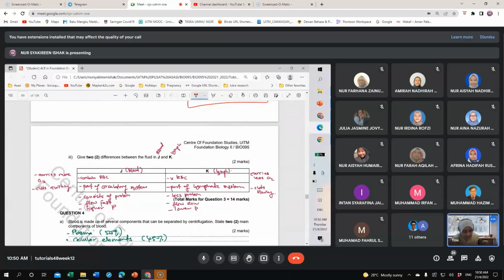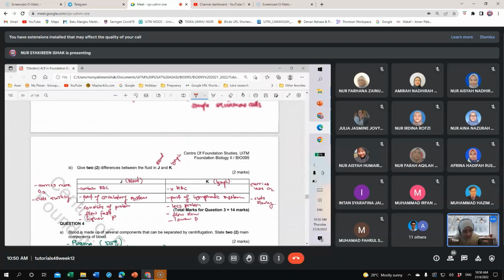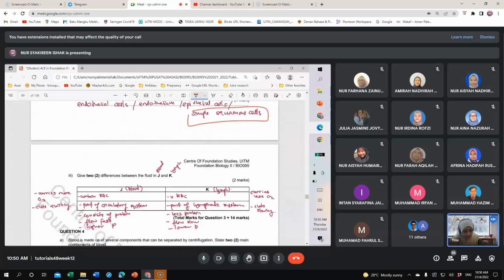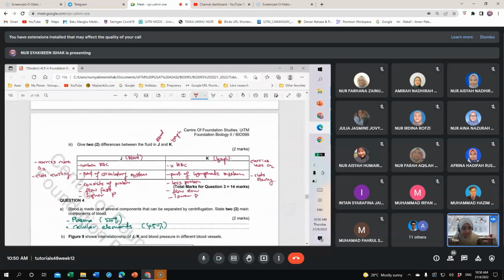Question 3, give two difference, okay, between fluid that flows in J and K. Kalau J adalah blood capillaries, so obviously it contains blood. Kalau K adalah lymph capillaries, obviously it contains lymph. So you have to give the difference between blood and lymph actually. Okay, so blood contains red blood cells. Lymph does not contain any red blood cells. Kalau blood, part of the circulatory system, K is part of the lymphatic system.